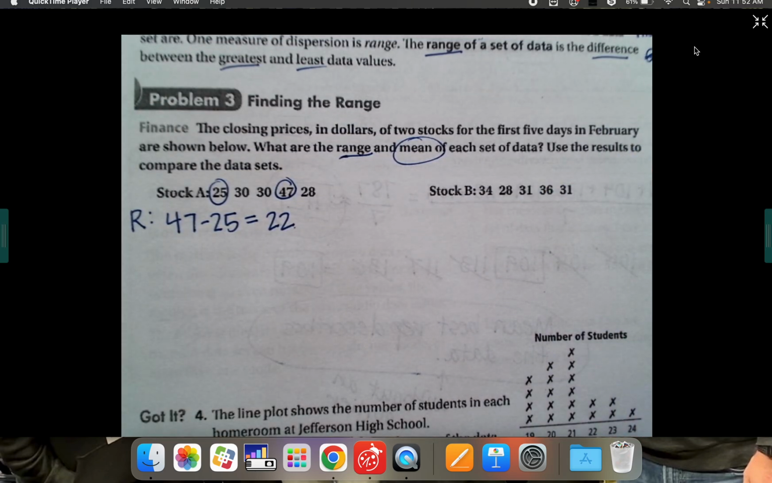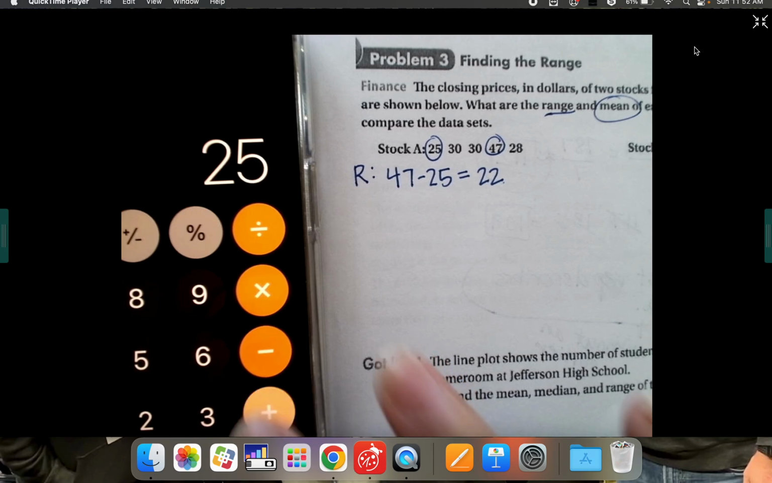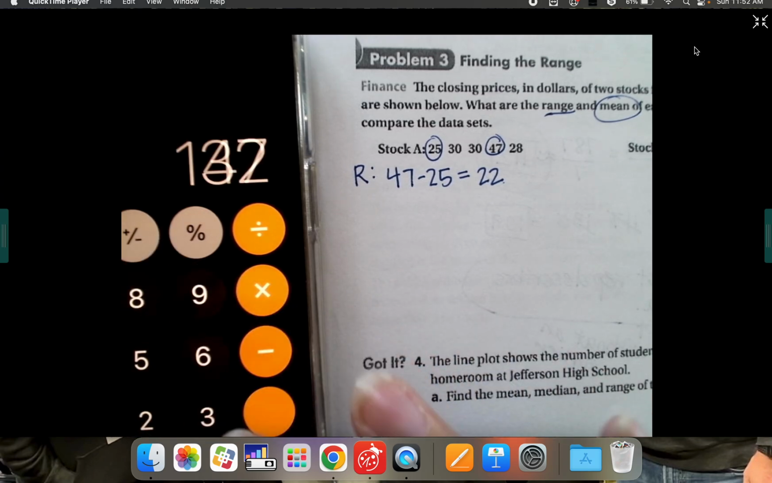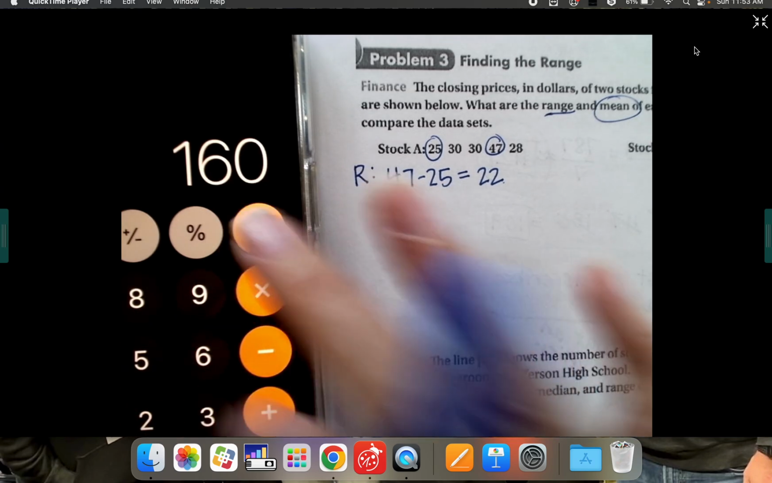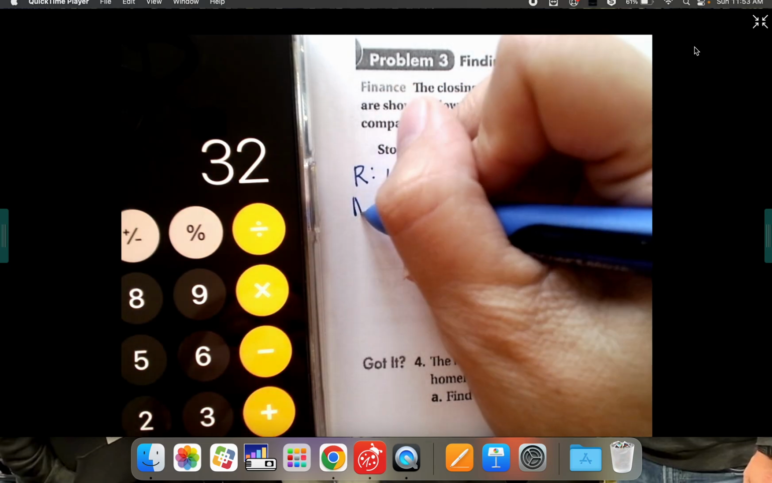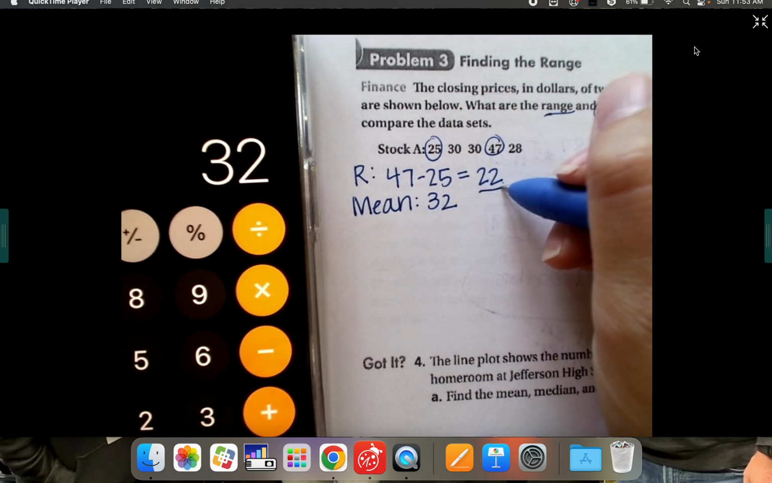And then if I did the mean, I'm going to just add these together really quickly on my calculator here. I have 25 plus 30 plus 30 plus 47 plus 28. I'm going to divide it by how many are there, which is 5. And the mean is 32. All right, so we've got 22 and 32.